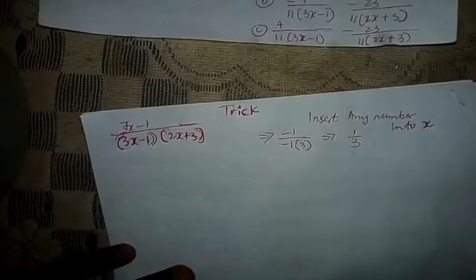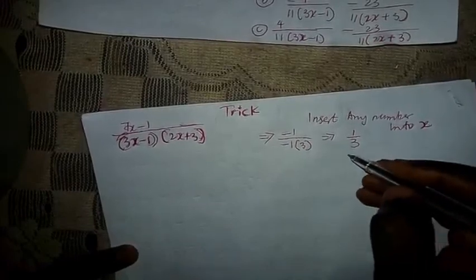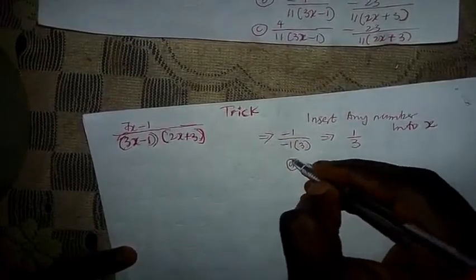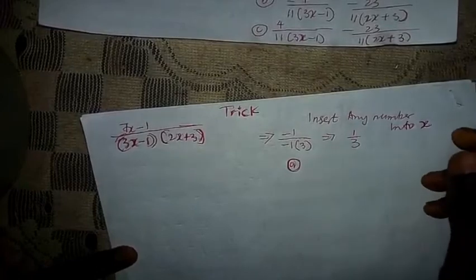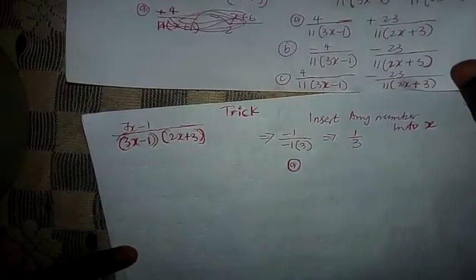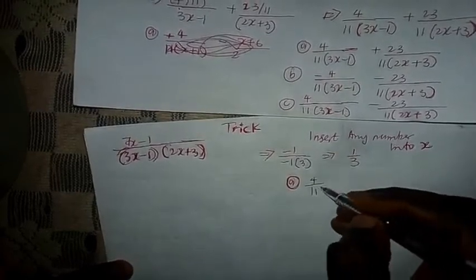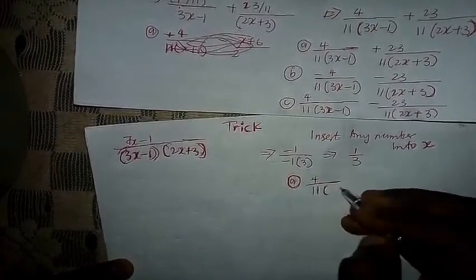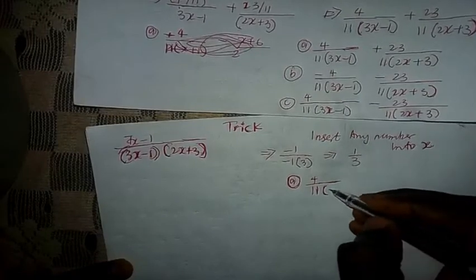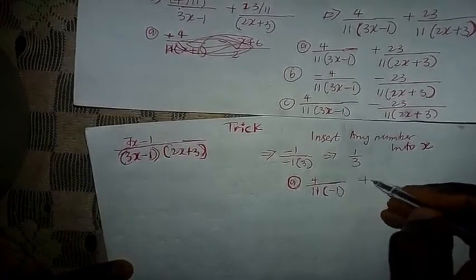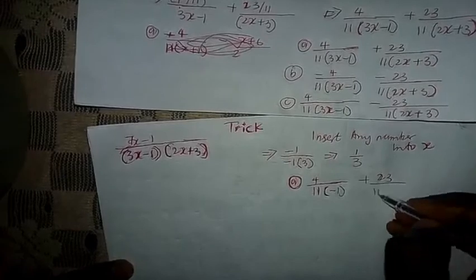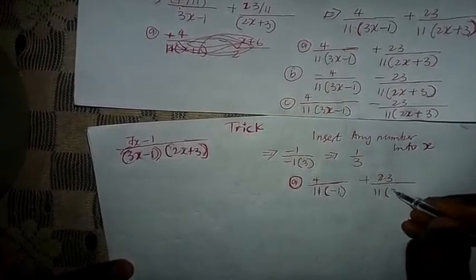Very fast and straight away and easy. You now insert the same 0 into your options. This is option A, 4 over 11 into... You insert 0 here, you insert 0 here. This will be minus 1, right? Plus 23 over 11 into, you insert 0, this will be 3, right?